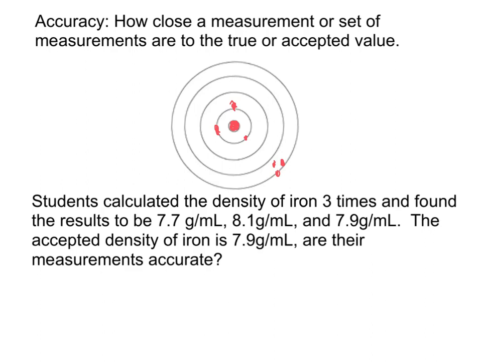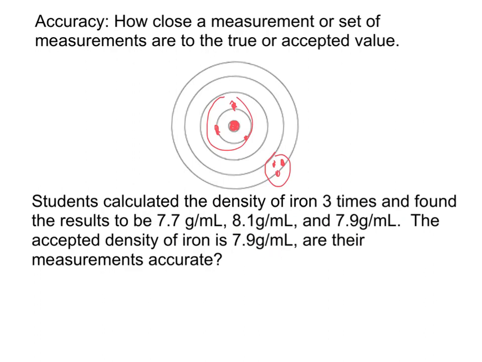Now you might say, well, this is a better grouping than this one. Well, we haven't talked about precision yet, which is the next topic, and you'll see how they relate in a second. But let's look at some actual lab data. Let's say 3 different groups of students calculated the density of iron. One group found 7.7 grams per milliliter, one found 8.1 grams per milliliter, one found 7.9 grams per milliliter. And the accepted density is 7.9. Is that an accurate group of measurements?